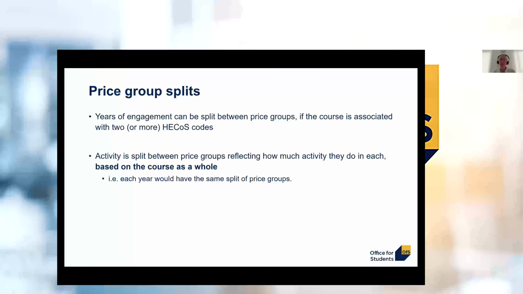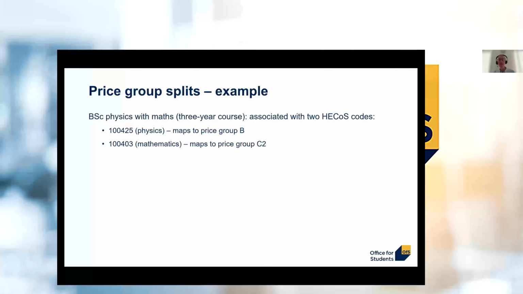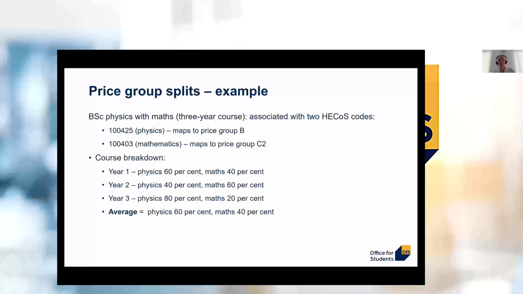i.e. each year would have the same split of price groups. So best illustrated, I think, by an example. In this degree, as you can see here, it's 2 subjects, physics and maths, and these are associated with 2 separate price groups. Physics maps to price group B and maths to price group C2. So here's a breakdown of how the course looks.